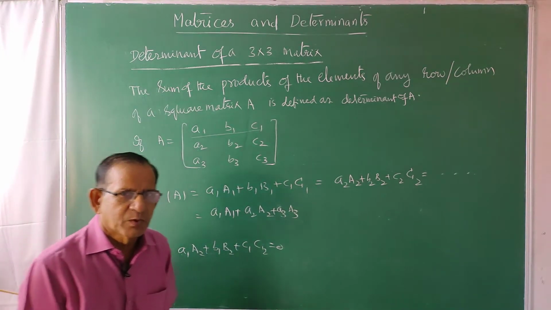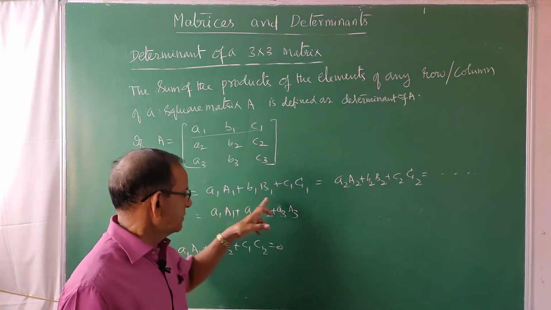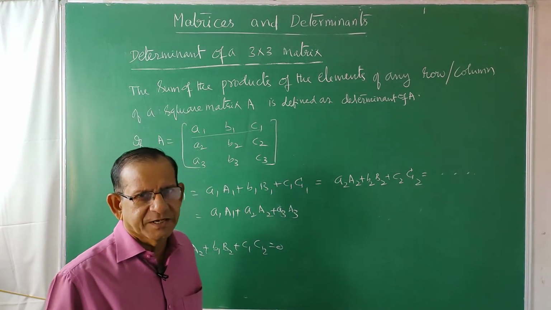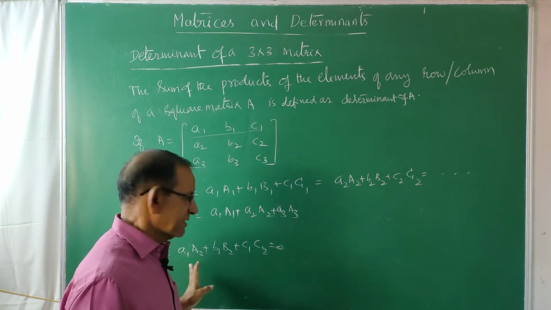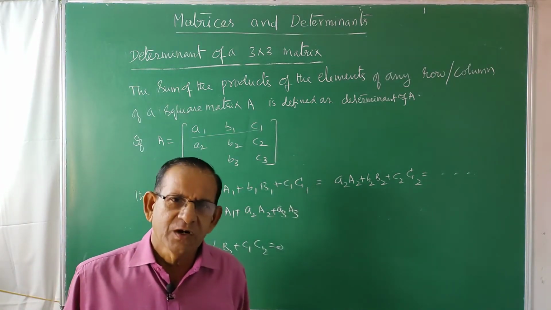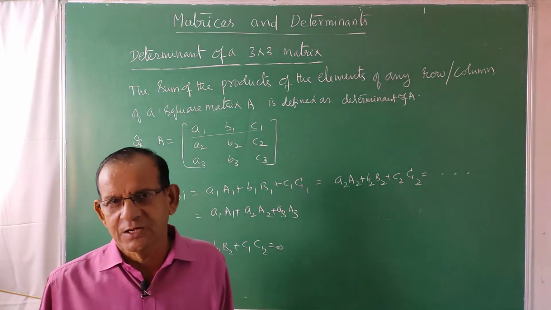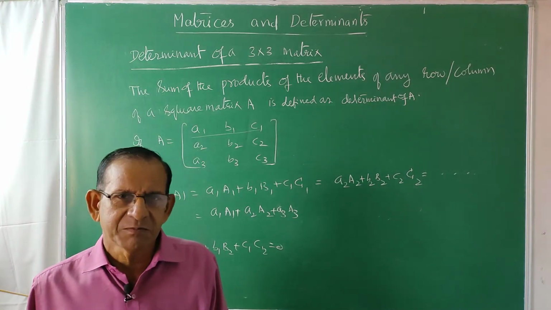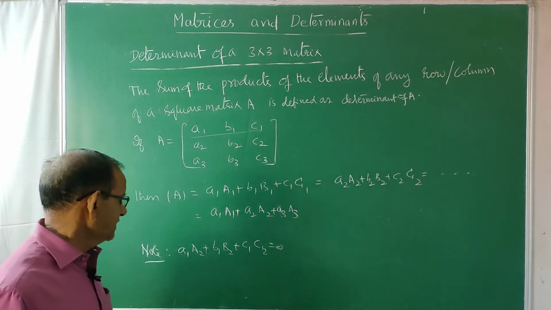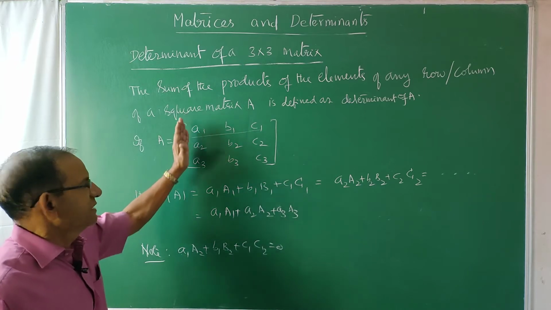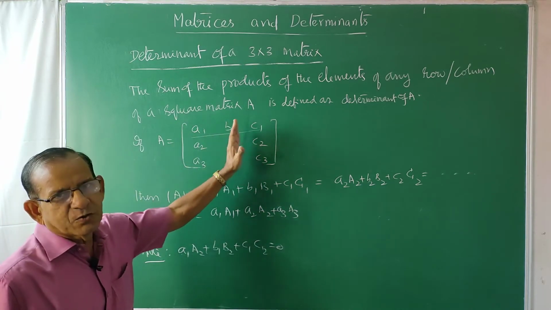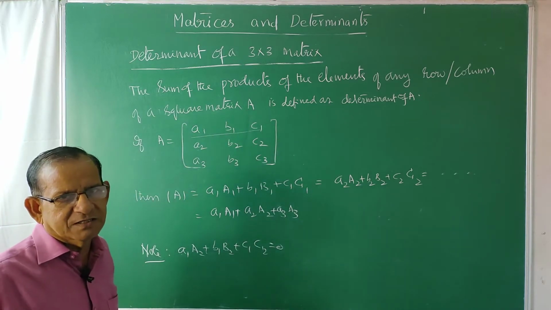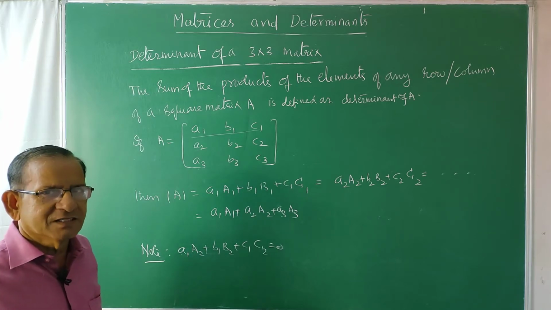That means the sum of the products of the elements of any row or column with their corresponding cofactors is delta. If they are different, elements belong to one row and cofactors belong to another row, then the sum of the products is 0. Similarly in columns also. If you take elements of first column and multiply with the cofactors of the second column, and take the sum of the products, you will get 0.